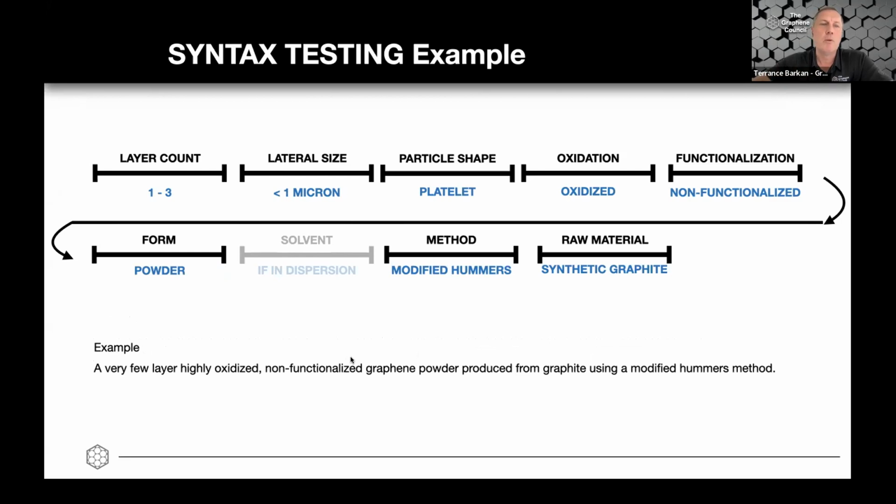A different example might be a very few layer, highly oxidized, non-functionalized graphene powder produced from graphite using a modified Hummer's method. So, these are different ways of describing a material generically that give you a pretty good sense of the material you have. The syntax is not intended to replace the full characterization and the technical data sheet. It is simply offered as a consistent shorthand on how to describe a particular material.